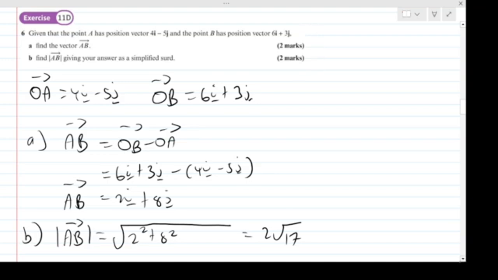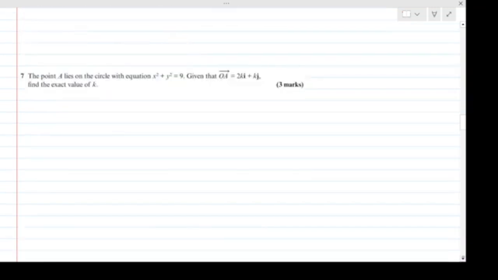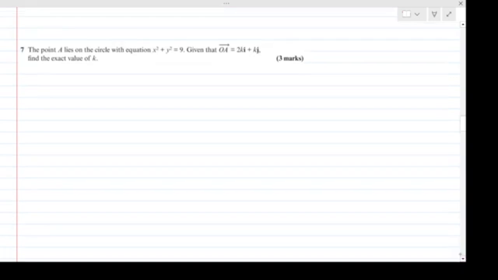We will see an exam question at the end of this, which is pretty much the same thing. So make sure you understand what I did there. Now, we're given this question, a bit more interesting.